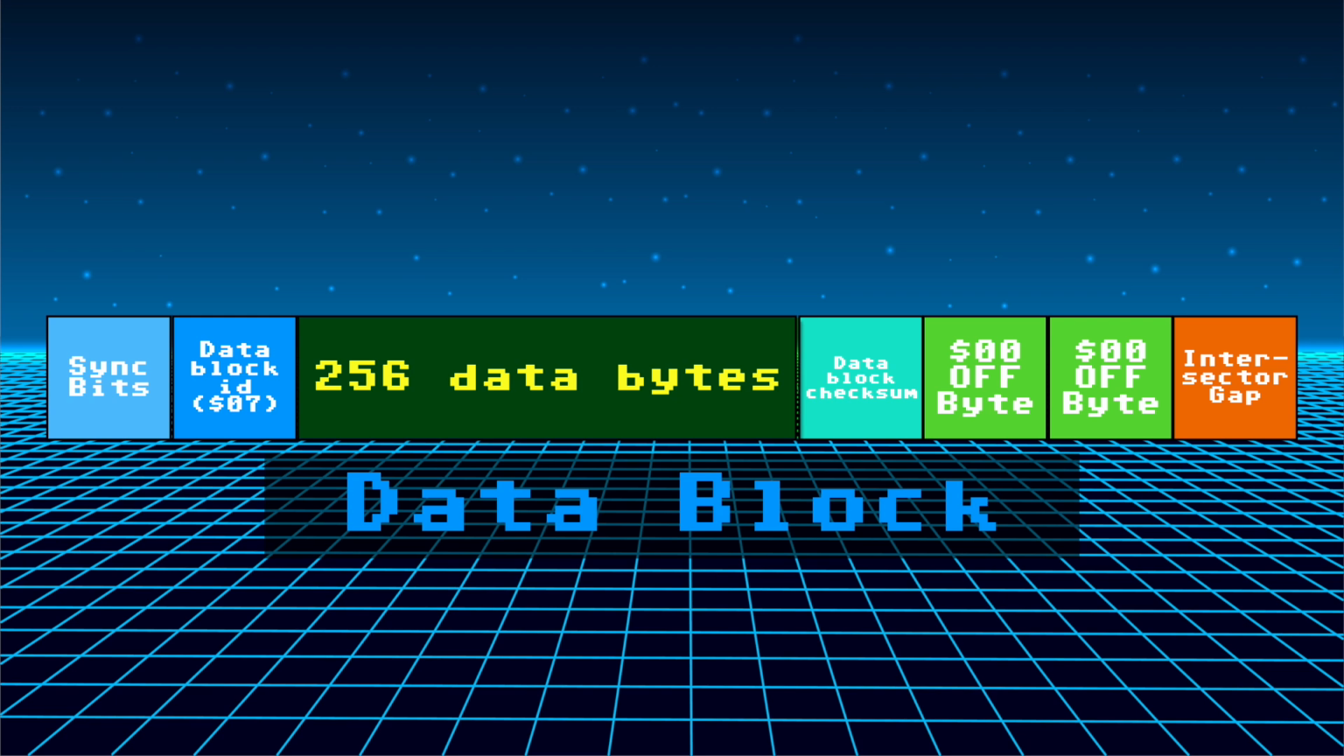This is probably a good time to mention that the 1541 does not store data on disk in ASCII or PETSCII format. Rather, the data is stored on disk in an encoded format called Group Coded Recording, or GCR. After all the data bytes, there's a single byte checksum that is the exclusive OR of all 256 data bytes. Then there are 2 padding bytes, and finally what's called an intersector gap.